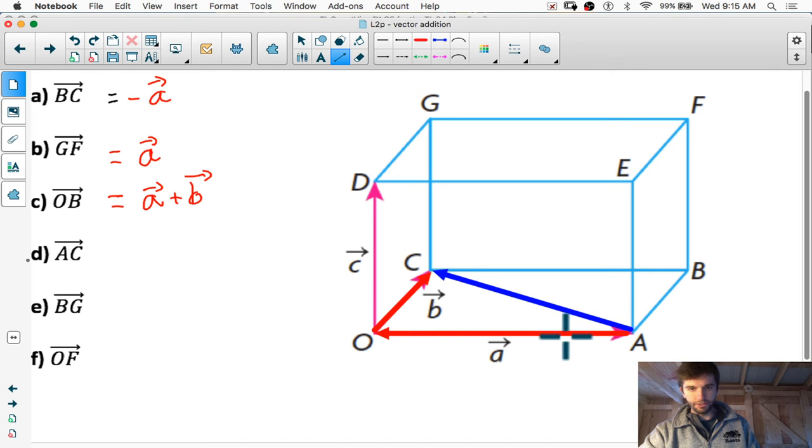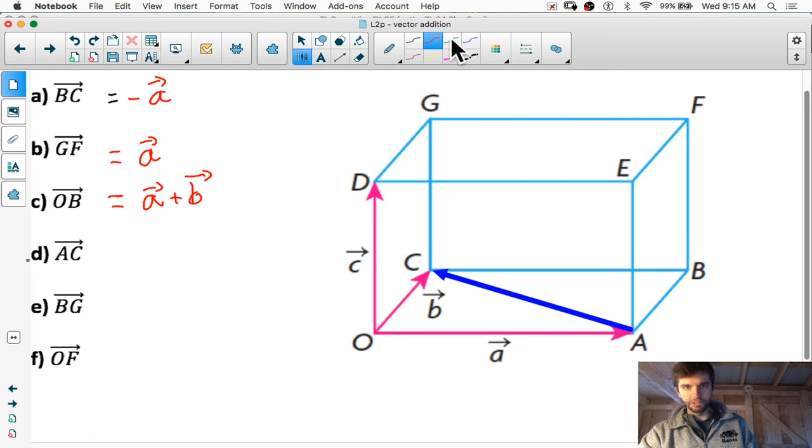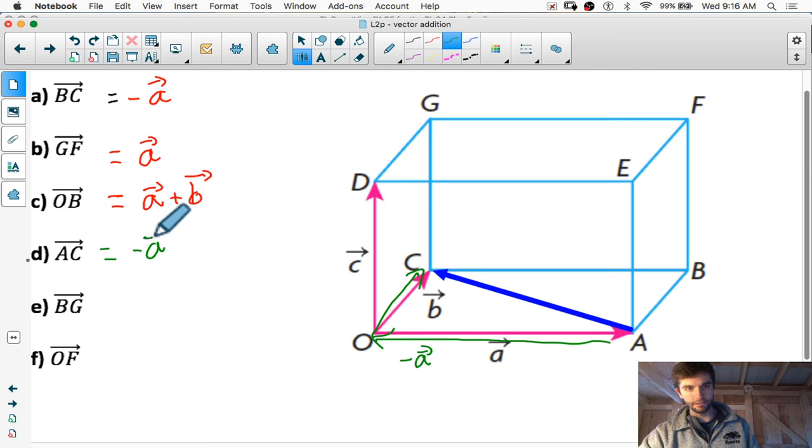Well, this vector that I drew going from A to O is the opposite of what vector A was. So I can call that vector negative A. Let me just do this in a different color. So I need to go here, which is the opposite of vector A, so that's negative A. And then I went here, which is vector B. So vector AC is equal to negative vector A plus vector B, or you could write it as vector B minus vector A. That's equivalent.